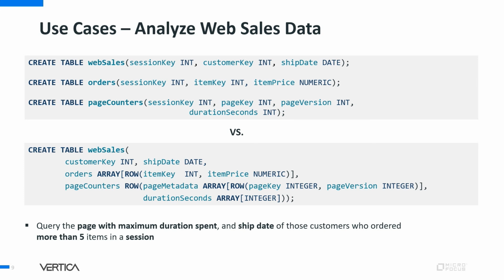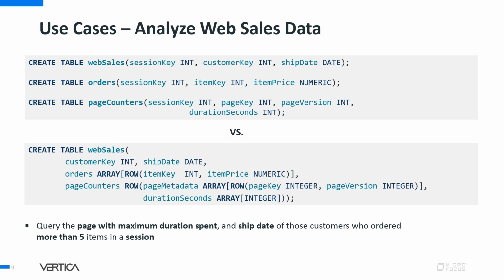Those examples give us an idea about how we can benefit from data locality, but let's look at an example now that uses complex types to avoid joins. This example shows two different schemata which describe the earlier web sales example. The traditional normalized schema uses three tables.